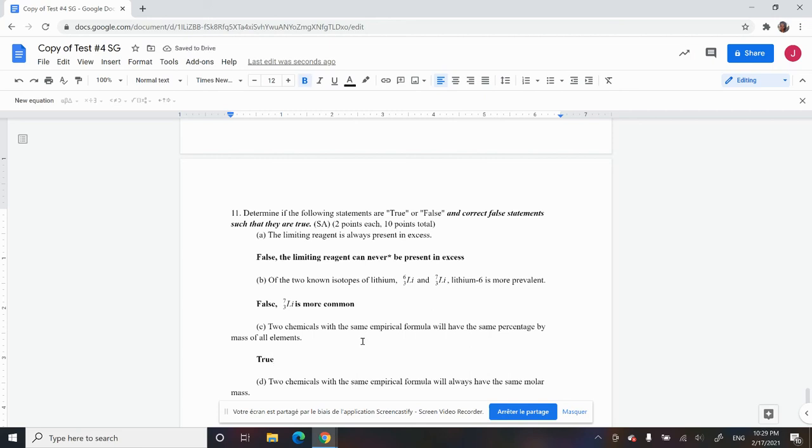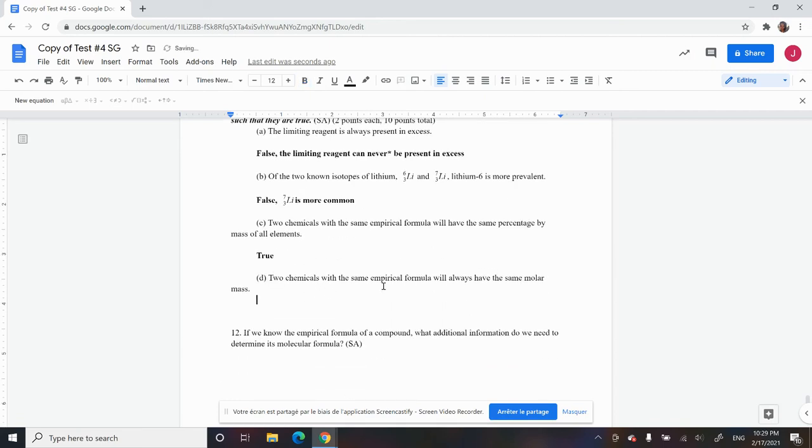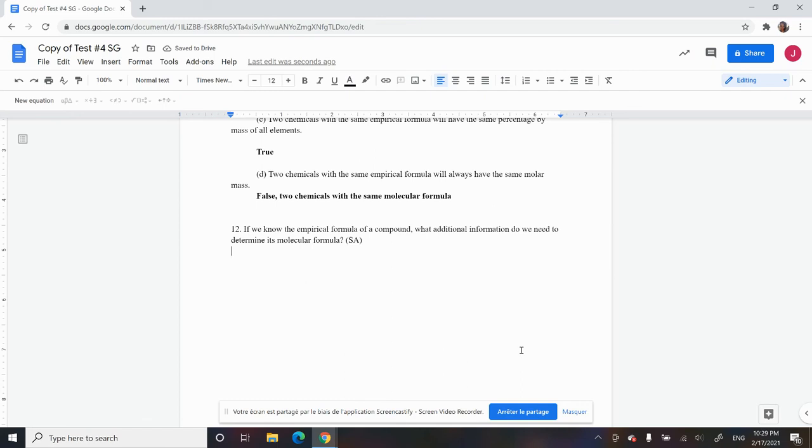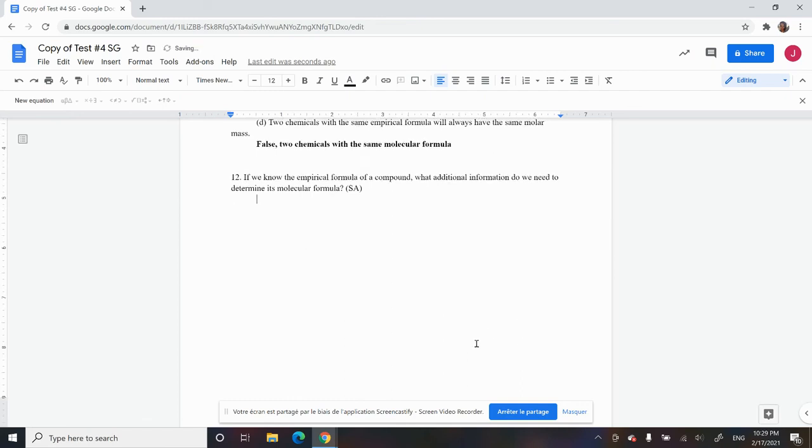CH2O versus C2H4O2. No matter what, the ratios will be the same. If the ratios are the same, the percent composition will also be the same. This one is false. This would be two chemicals with the same molecular formula. The last question, if we know the empirical formula, what additional piece of information do we need? We need the molar mass.